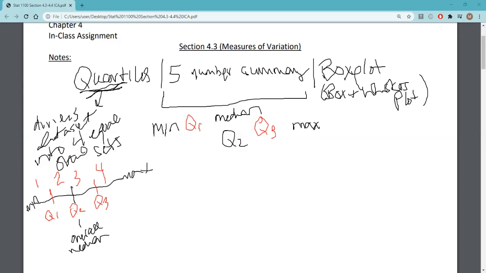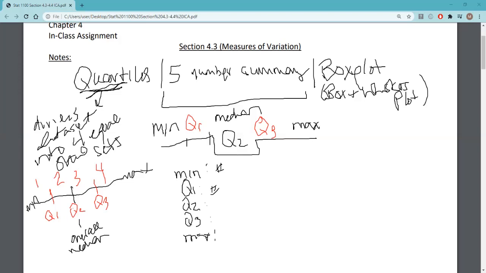If we are designating our 5-number summary, we do need to make sure that we're labeling. So either label vertically and say our min is some number, our Q1 is some number, Q2, Q3, and max. Or if we're going to keep it horizontally, we have to make sure that our numbers are in this specific order. So I should be able to see minimum, Q1, Q2, Q3, and max.